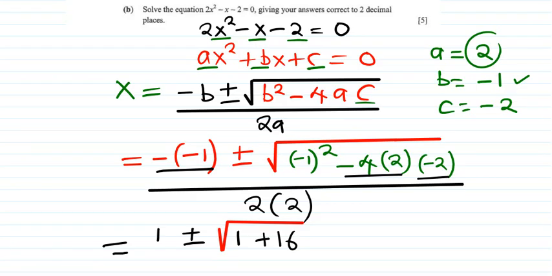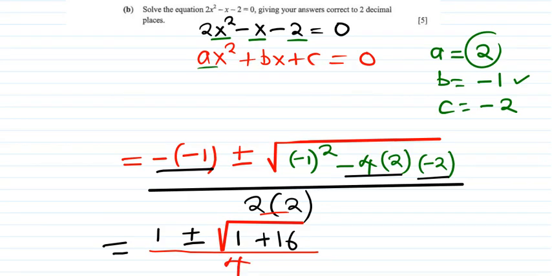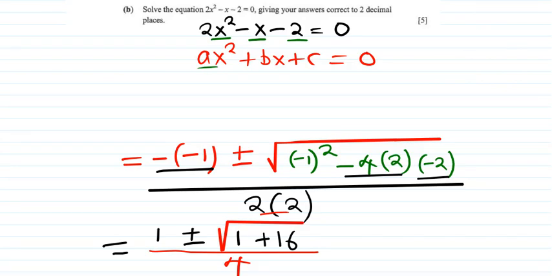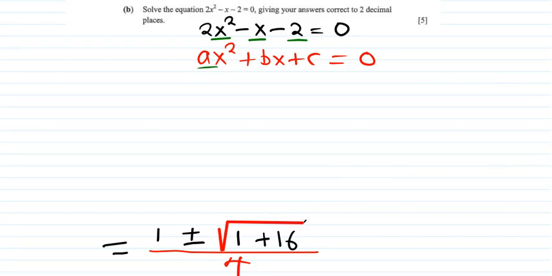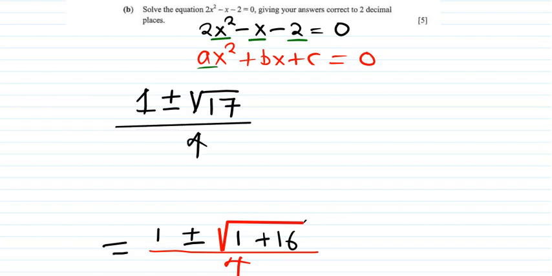Okay, and then that is to be divided by what? 2 times 2, which is 4. Okay, so at least we're getting somewhere. I can now remove the equation, hoping you've now familiarized yourself with it. I can equally remove this part. Now we have 1 plus or minus the root of 17. 1 plus 16 is 17, over 4. That is our value of x.